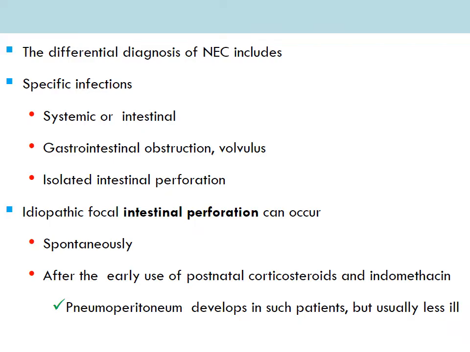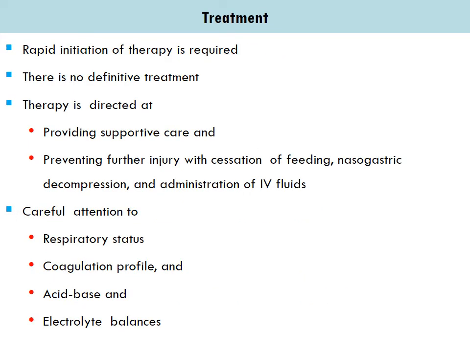The differential diagnosis of necrotizing enterocolitis includes specific infections, systemic or intestinal, GI obstruction, volvulus, and isolated intestinal perforation. Idiopathic focal intestinal perforation can occur spontaneously or after the early use of postnatal corticosteroids and indomethacin. Pneumoperitoneum develops in such patients, but they are usually less ill than those with necrotizing enterocolitis. Now, let's look at necrotizing enterocolitis.